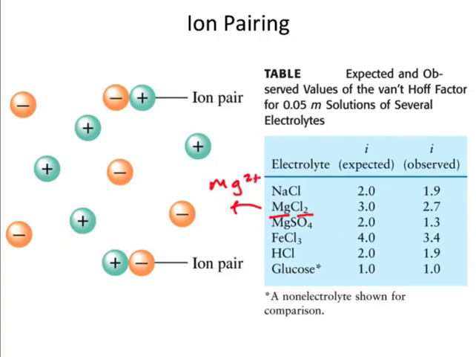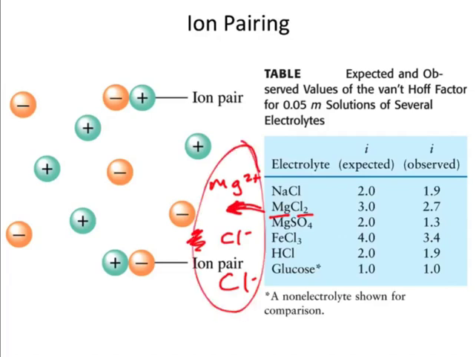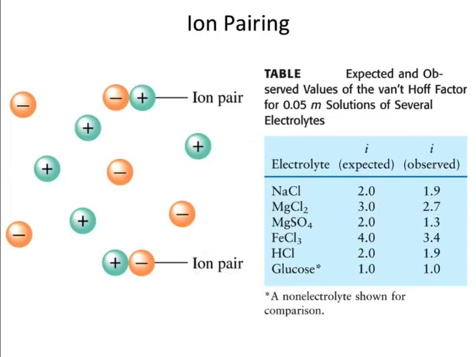Now, something else we should say, if you have magnesium chloride, that's going to dissociate into a magnesium 2+, and then 2 chloride ions. So I'll even write chloride ion twice. All right, so this is going to make 3 parts. So your expected i is 3. In reality, you get a little less than that because these ions tend to pair together on a short time scale. Glucose is a non-electrolyte, so i is equal to 1 all the time.